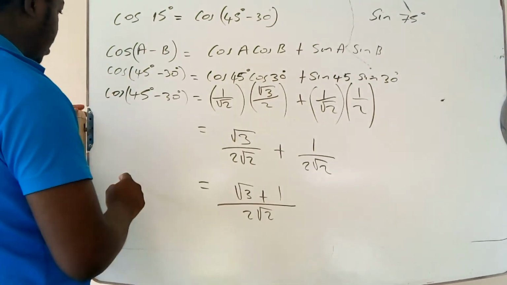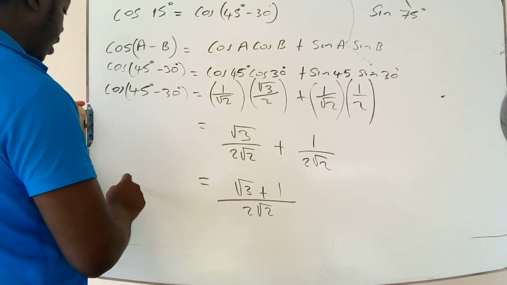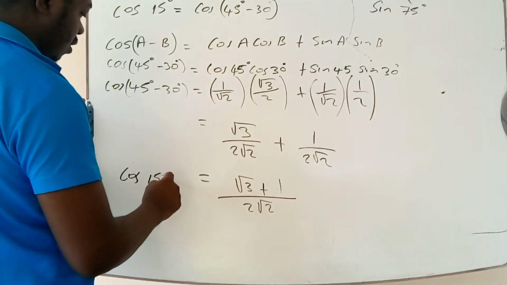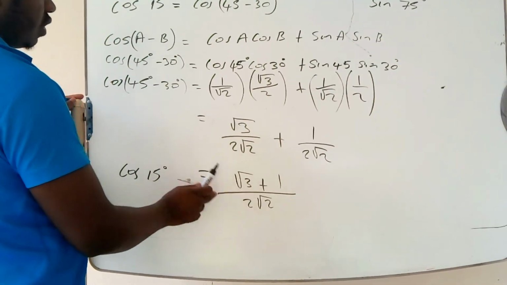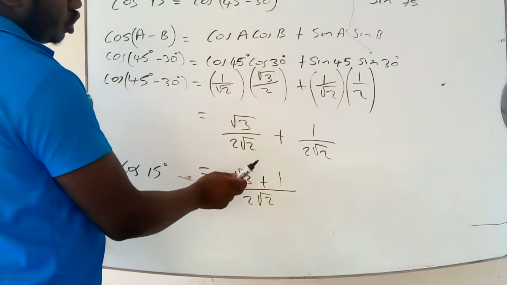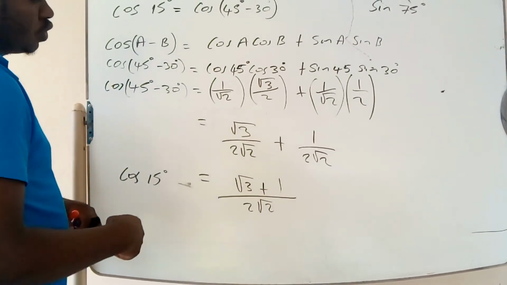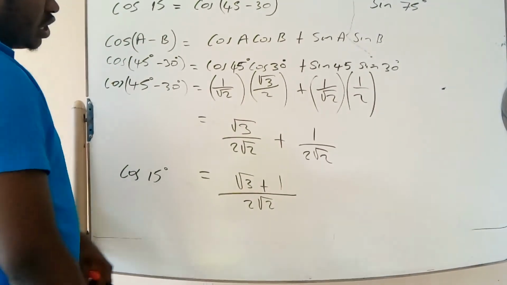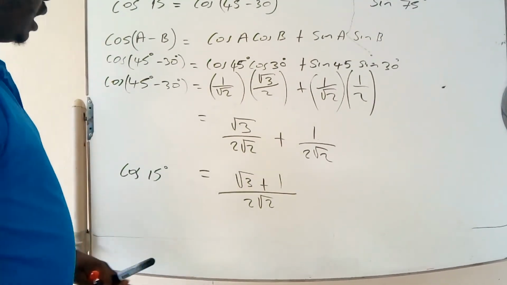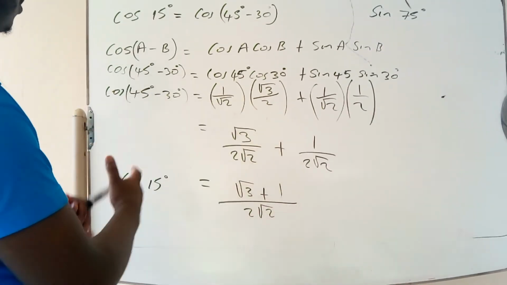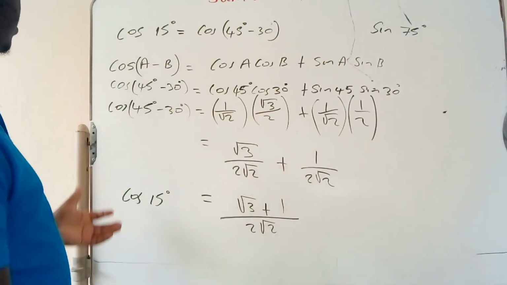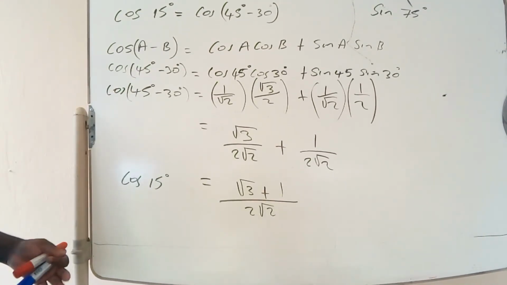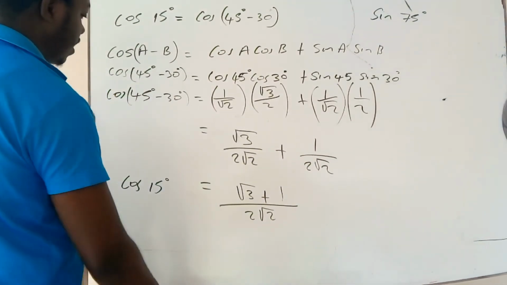So our final answer is cos 15 degrees is equal to root 3 plus 1 all over 2 root 2. You could play around with this and rationalize the denominator, but that's basically the essence. And that's how you would use the sum and difference formula to calculate an angle without the use of a calculator. Let's just look at sine 75 quickly.